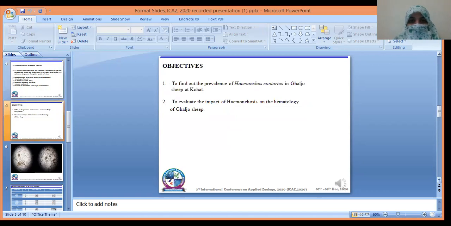Objective. The objectives of my research topic are: number one, to find out the prevalence of Haemonchus contortus in Ghaljo sheep at Kohat. Number two, to evaluate the impact of haemonchosis on the hematology of Ghaljo sheep. These are the objectives of my research topic.